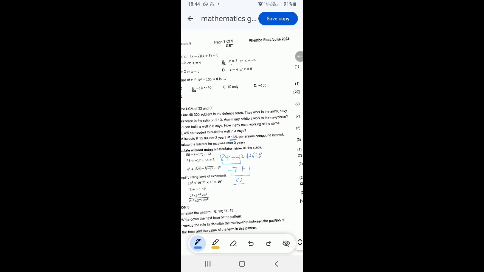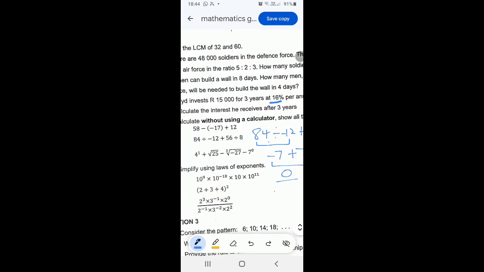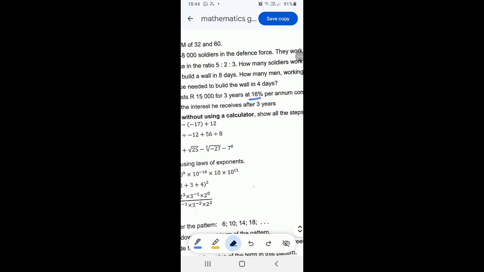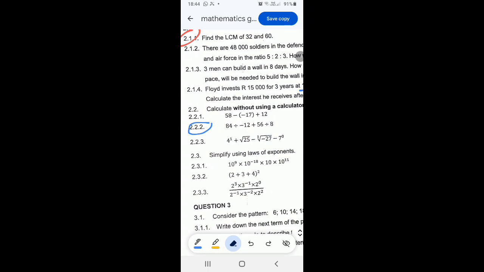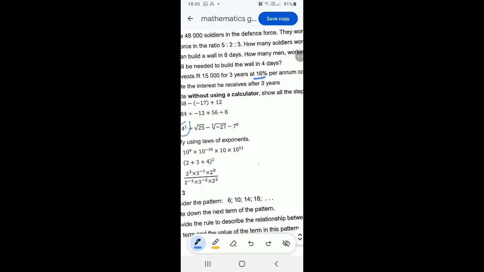Let me see the marks, it's only 2 marks. Makes sense? The next question. 2.2.3. We have this one is 4.